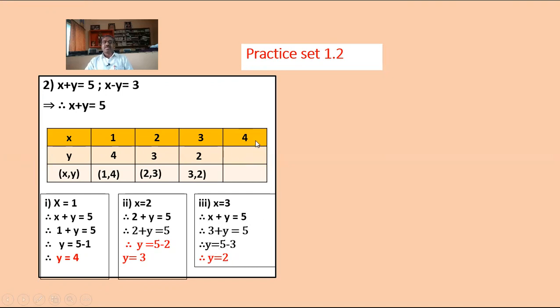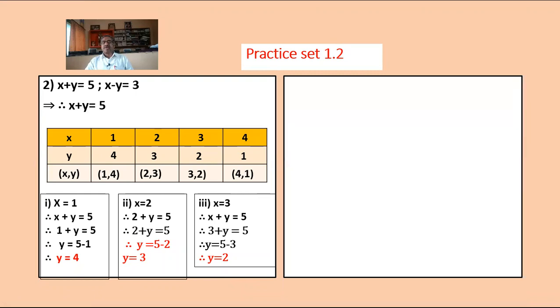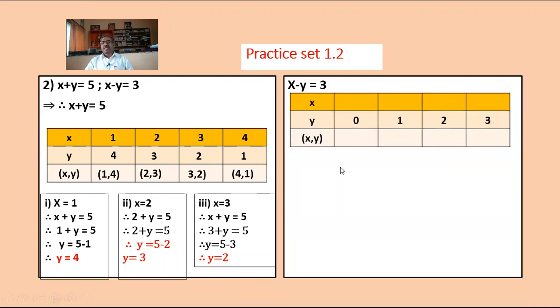And when x is equal to 4, therefore 4 plus y is equal to 5, y is equal to 5 minus 4 is equal to 1. Therefore, y is equal to 1 and the coordinate point is (4, 1). Similarly, to find the coordinate points for the equation x minus y is equal to 3, here we have to consider y is equal to 0, 1, 2, 3.